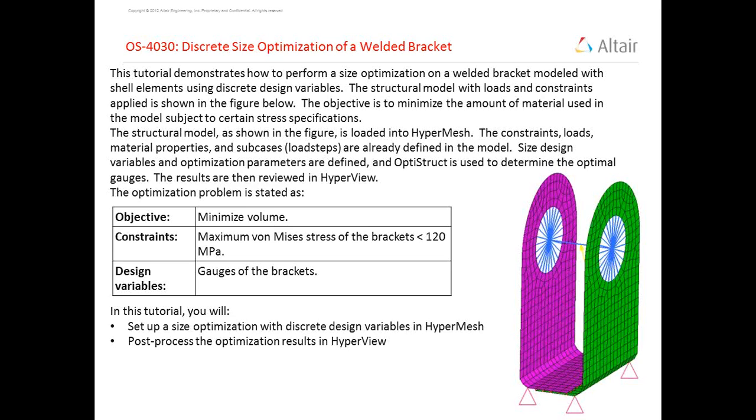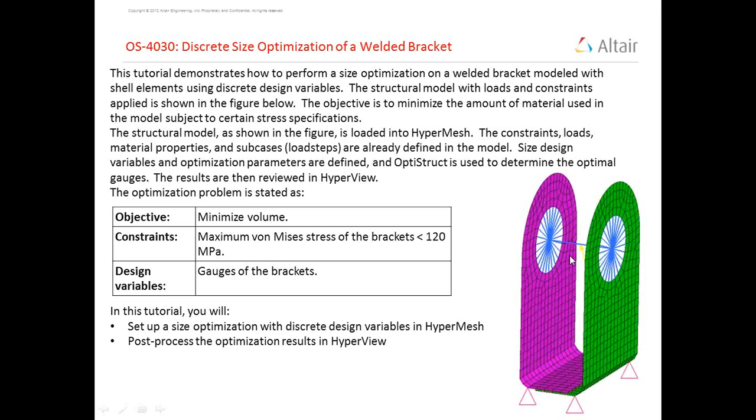The structural model as shown in the figure is loaded into HyperMesh. The constraints, load, material properties and subcases are already defined in the model. Size design variables and optimization parameters are defined, and OptiStruct is used to determine the optimal gauges. The results are then reviewed in HyperView.